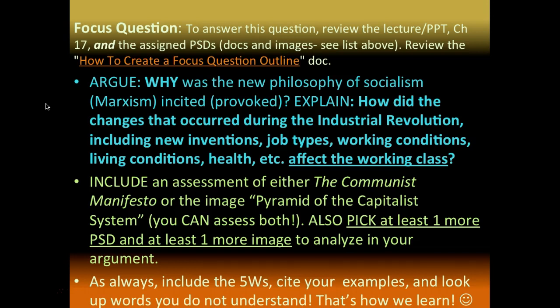Include in your assessment an evaluation of the Communist Manifesto or the image titled Pyramid of the Capitalist System. You can assess both of these. Also, pick at least one more primary source document and at least one more image to analyze in your arguments. And as always, include the 5 W's. Who was involved? What happened? Where? When? And why?